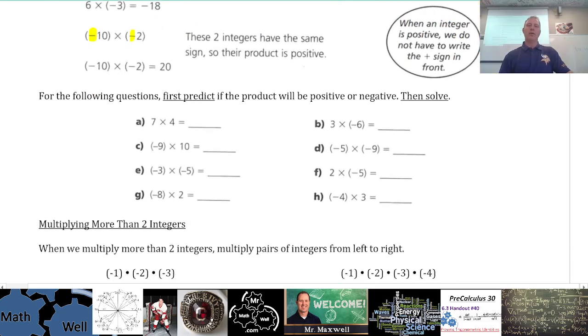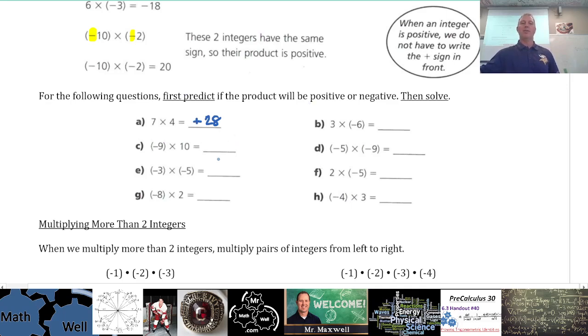All right, so for the following questions, first, predict if the product will be positive or negative, then solve. I'm going to do some of these with you, and then I'll give you a few minutes to do the rest, okay? First of all, 7 times 4. Are these integers positive or negative? Positive. Very good. So if they're both positive, what's the product going to be? Positive. Good. And what's 7 times 4? 28, right. So positive 28. If you just wrote 28 like that, I'm okay with that, because we are assuming that no sign is positive. But if you want to write a positive sign in front, that's perfect as well.